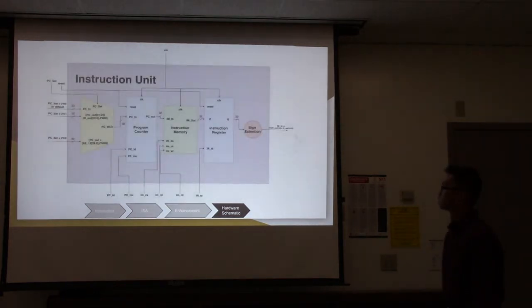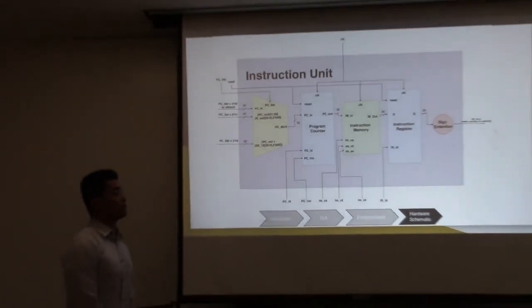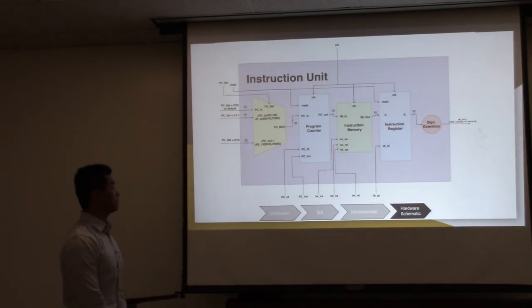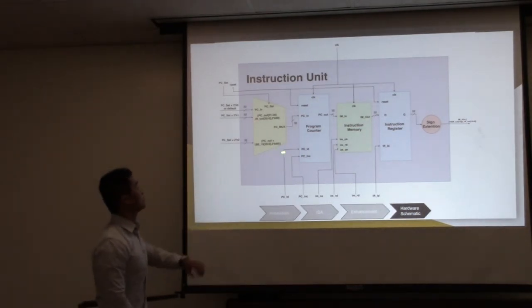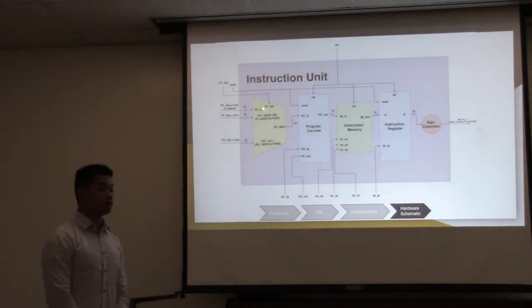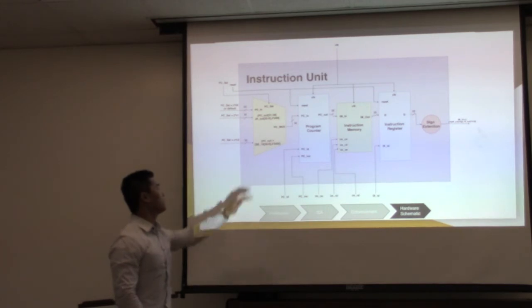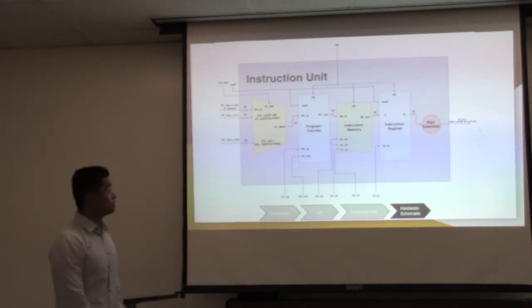And then in the instruction unit, we have the program counter, the instruction memory, as well as the instruction register. We have added this hardware change to add in the options to update the PC by either jumping or branching to a new instruction. And this is how we specify the concatenation for branches and jumps.